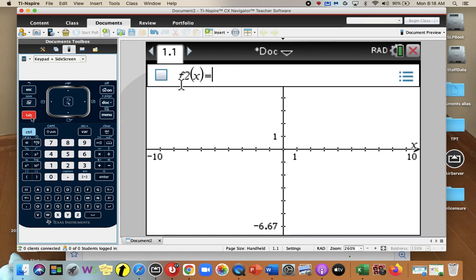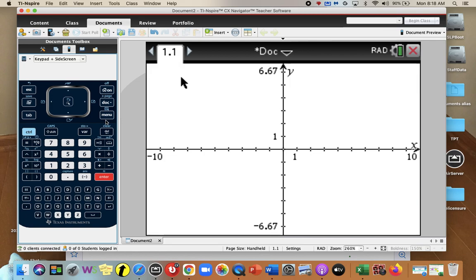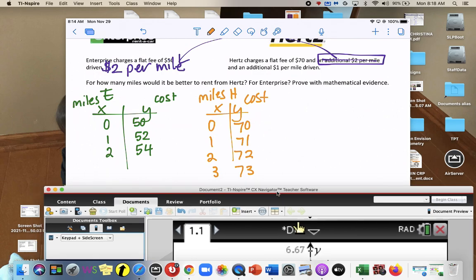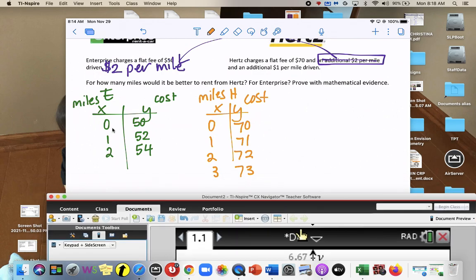Then f2 of x, I'll hit tab, and we'll do 70 plus x. The reason we're not seeing anything is that the graph only goes up to 6.67 on the y-axis, so we're going to have to change it to show our y-intercepts at 50 for the first graph and 70 for the next, and it just goes up from there. If you take a look at the domain and range, right now we have 0 to 3 miles for the Hertz graph, and for the range, the lowest has to be at least 50, and it just goes up from there.